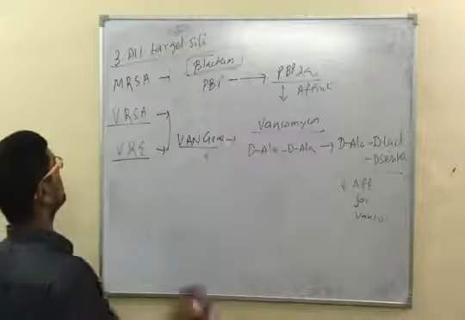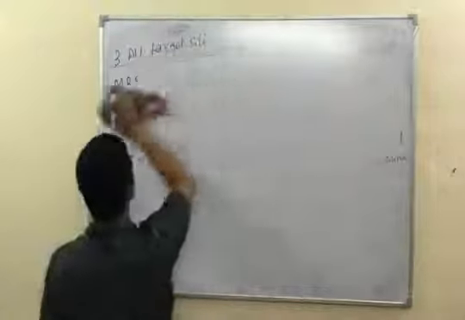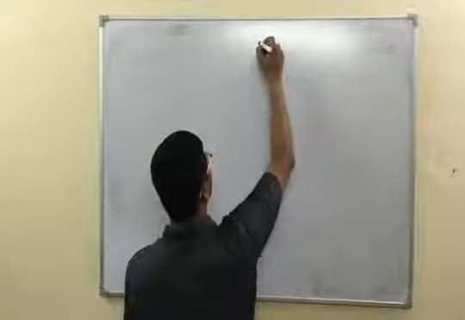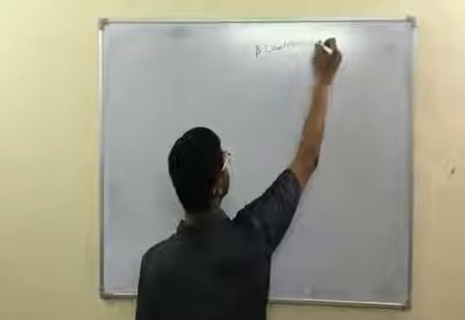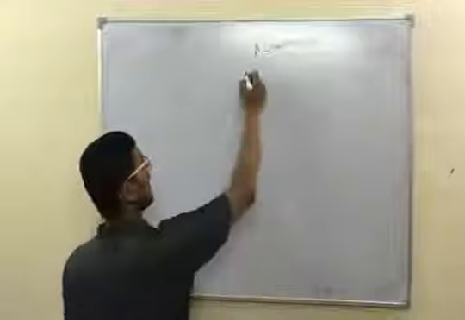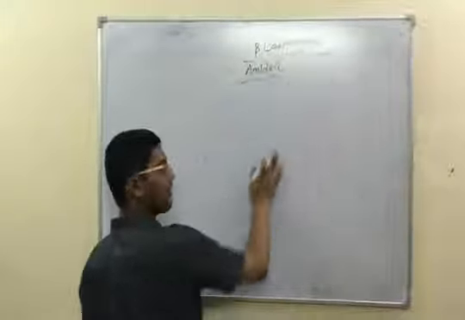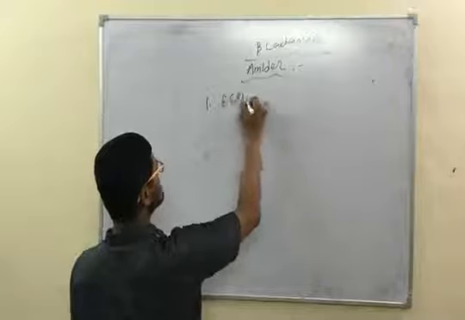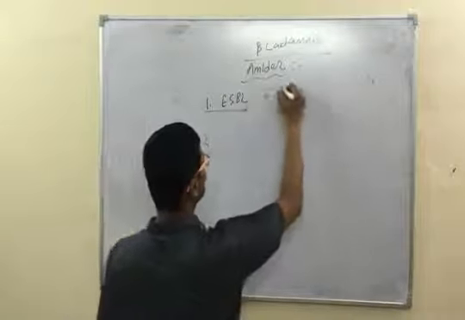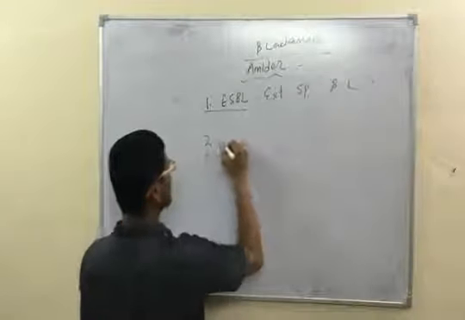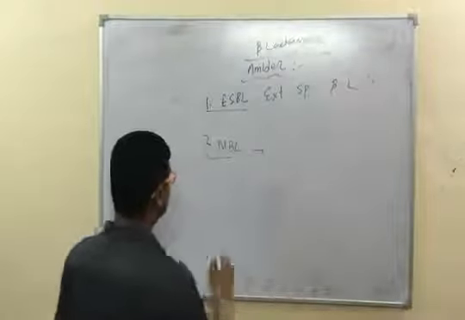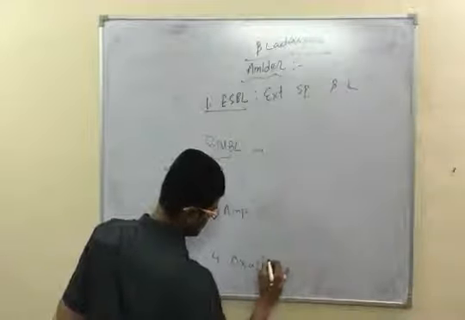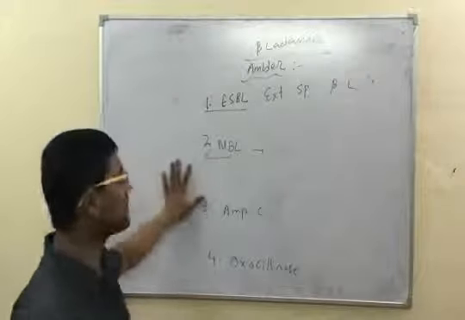So alteration of the target site is a principal mechanism of bacterial drug resistance. Okay, now I will tell you something about beta-lactamases. According to the Ambler classification, beta-lactamases can be classified into four groups: ESBL, that is extended spectrum beta-lactamase; MBL, that is metallo-beta-lactamase; AmpC beta-lactamase; and the last one is oxacillinase. This is not very important, but the first three are very important for the exam.